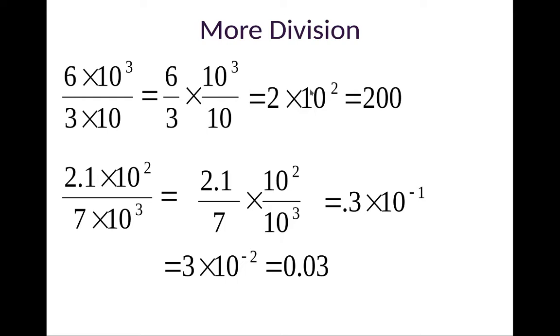A slightly more complicated example is the following. This is 2.1 times 10 to the 2, which is 210, divided by 7 times 10 to the 3, that's 7,000. How do we do that one? Well, that's 2.1 divided by 7, and 10 to the 2 divided by 10 to the 3. So 2.1 divided by 7 is 0.3, times 10 to the 2 minus 3, 10 to the minus 1. So it's 0.3 times 10 to the minus 1. 0.3 can also be written as 3 times 10 to the minus 1, so you get minus 1 plus minus 1 is minus 2, 10 to the minus 2. 3 times 10 to the minus 2, or 0.03.